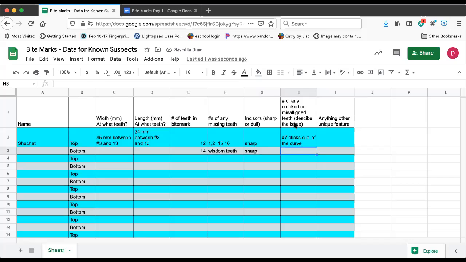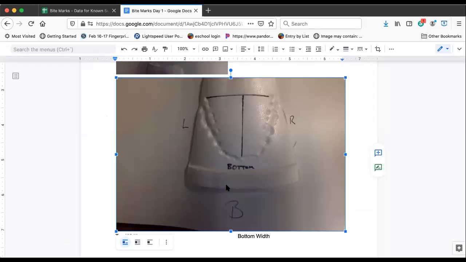And any crooked or misaligned teeth? To me, it looks like the front two incisors are misaligned. They're not next to each other. The rest, I don't see anything really crooked, but they are misaligned, right? They don't just kind of line up in the curve.